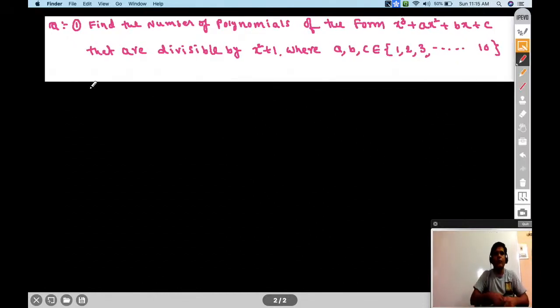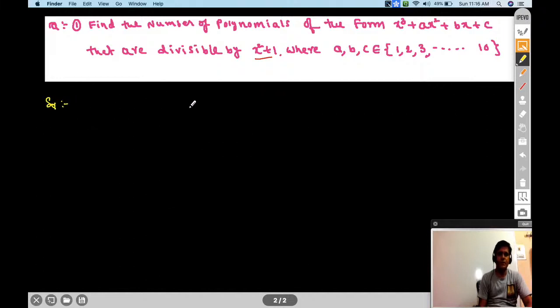Find the number of polynomials of the form x cube plus ax square plus bx plus c that are divisible by x square plus 1, where a, b, c belong to 1 to 10. This is the question.